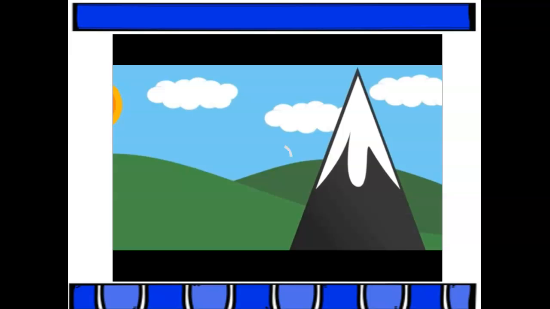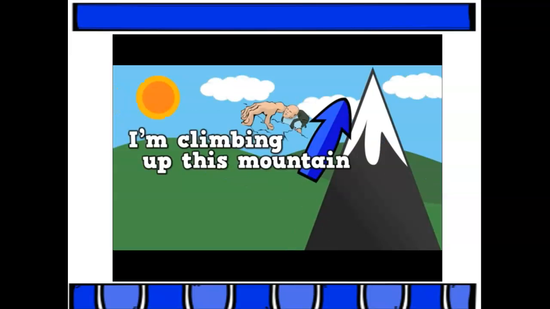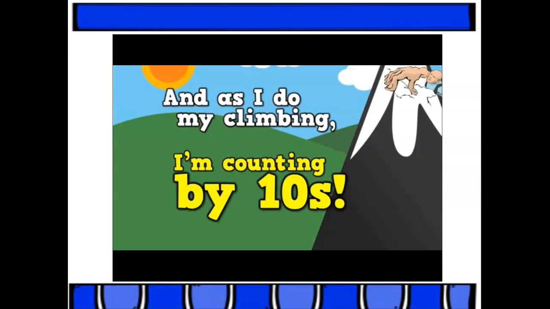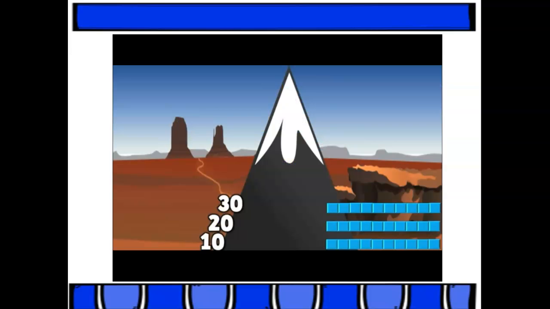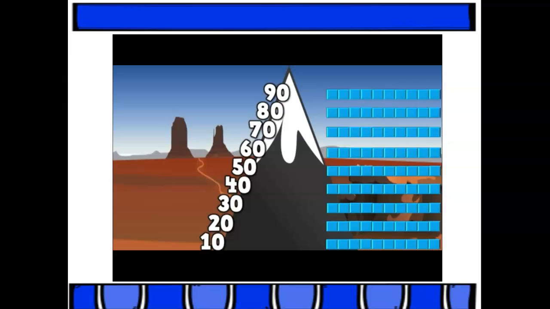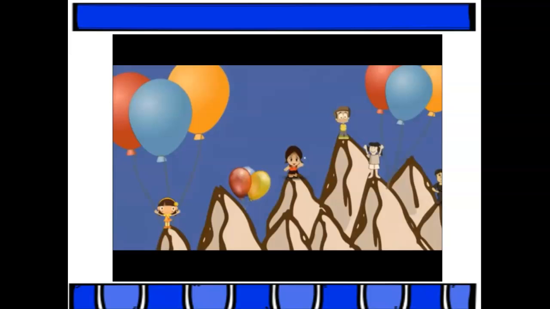I'm climbing up this mountain from beginning to end. And as I do my climbing, I'm counting by tens. 10, 20, 30, 40, 50, 60, 70, 80, 90, 100. We made it! Let's celebrate!